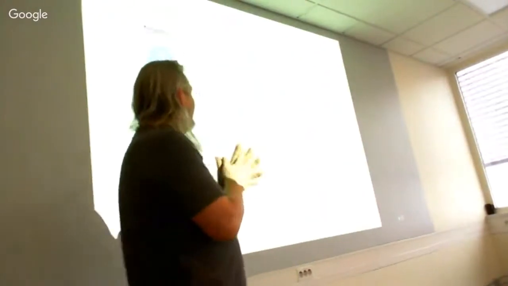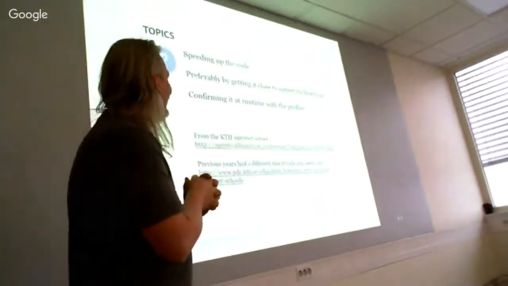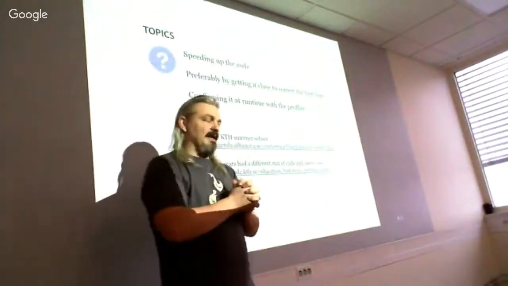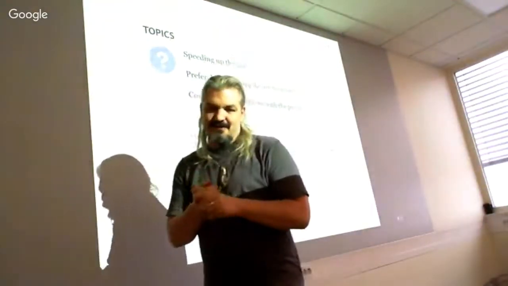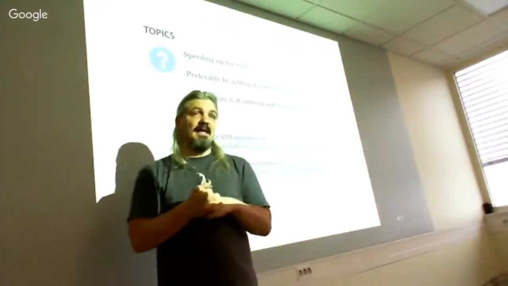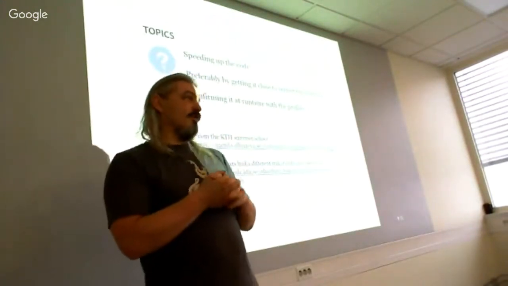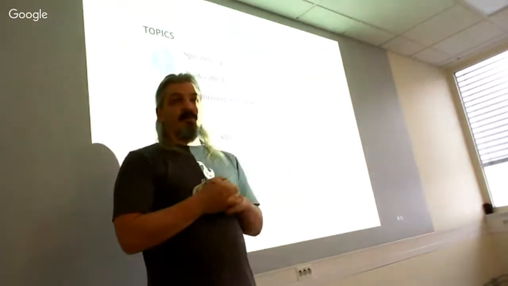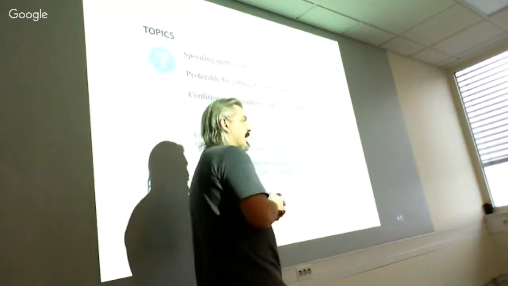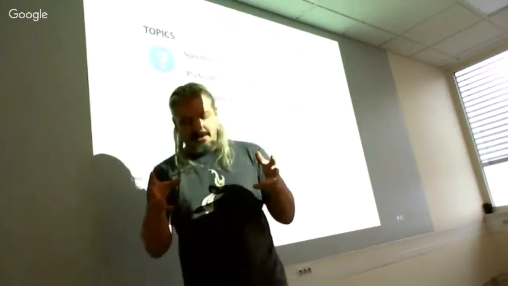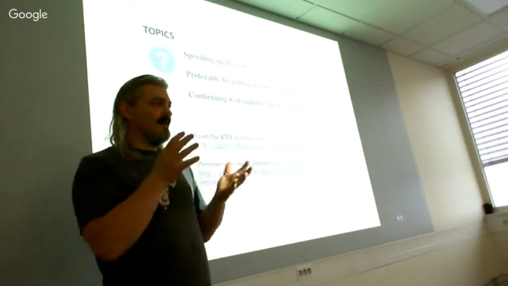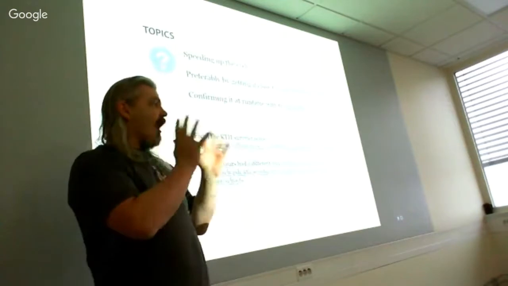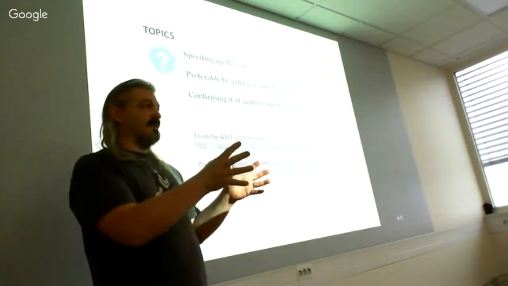Okay, so: speeding up code, preferably by getting close to correct the first time, confirming with a runtime profiler. When you ask me about optimization, the first response you'll get from me is: what part of your code is slow and how do you know that it's slow? Because if you're not profiling your code, you can spend a lot of time optimizing something that isn't actually slow. You can say, oh, I know this will be slow, therefore I'll put effort into it and make it fast.